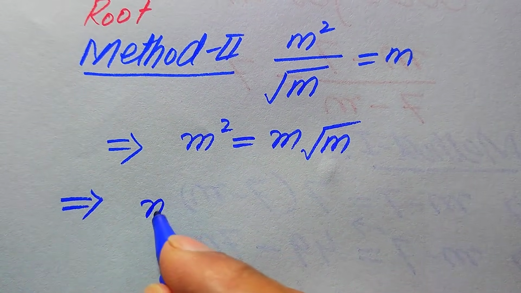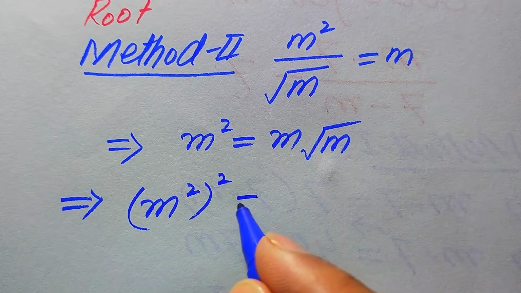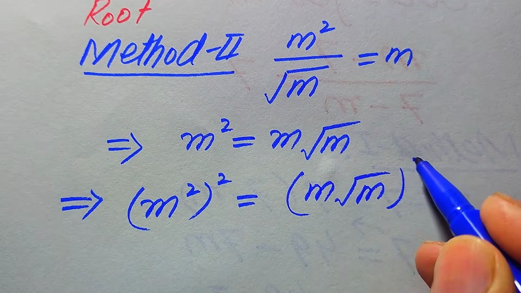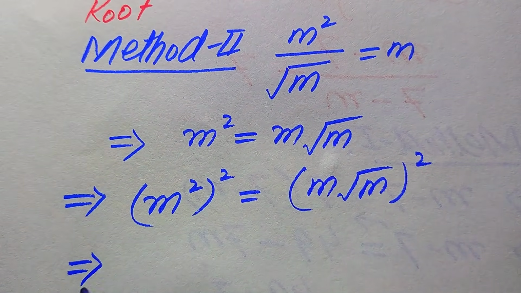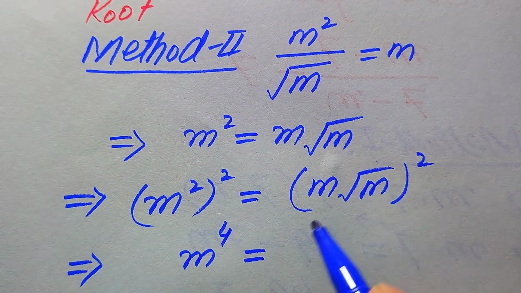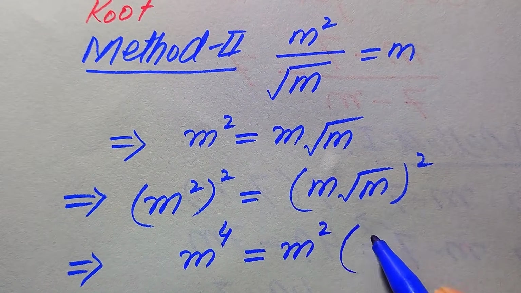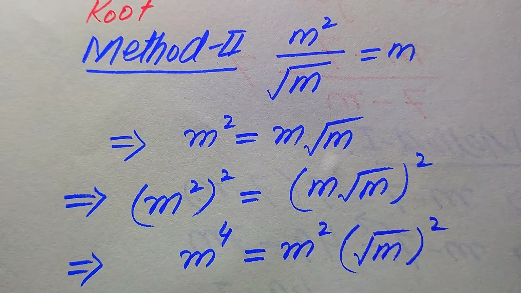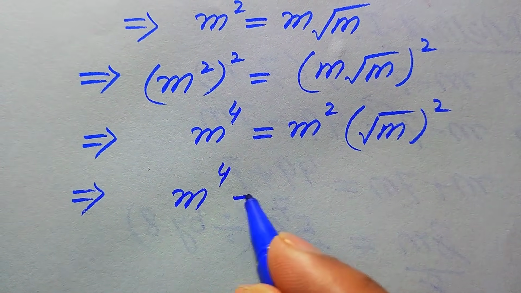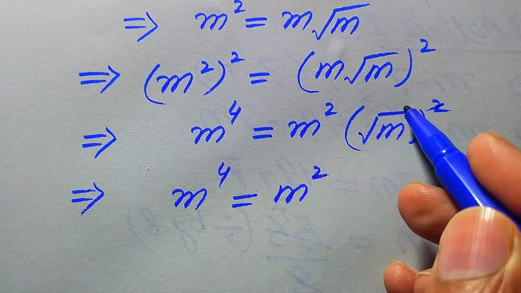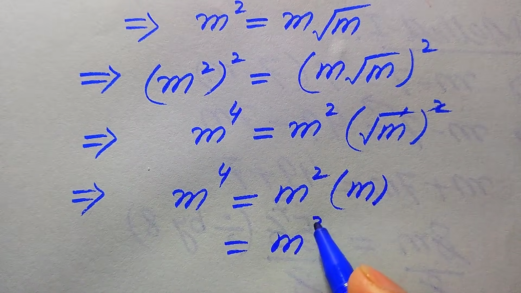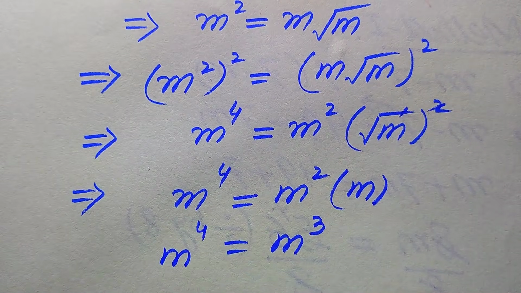Now in the next step we need to remove the square root sign, and in order to remove it we take a squaring on both of the sides. When we apply squaring, it becomes m square and its whole square equals m times square root of m and its whole square. Further, m square and its whole square becomes m to the power of 4 equals, here we apply the square separately on both of these two values, m square into square root of m and its whole square. So we have m to the power of 4 equals m square, and the 2 and square root are gone and we get m only, and we have m square times m equals m cubed, and on the left hand side we have m to the power of 4.